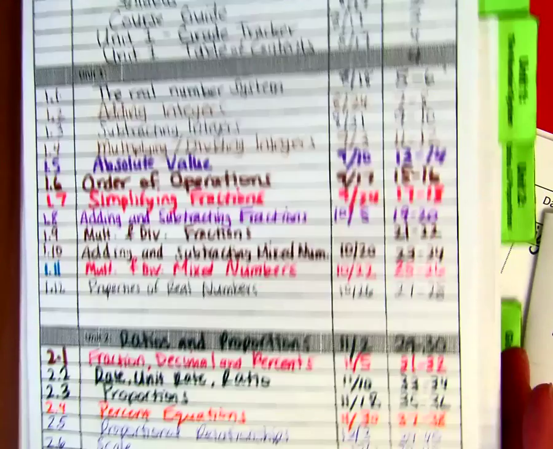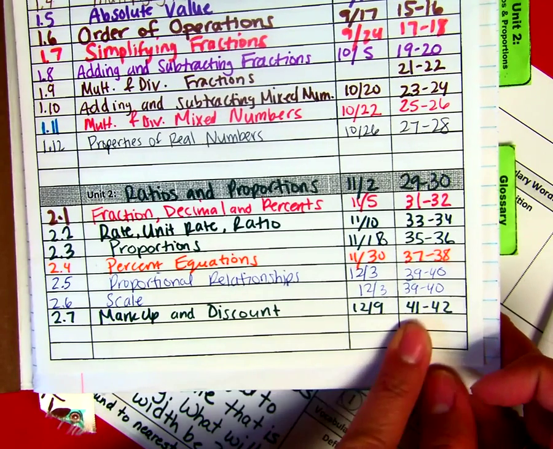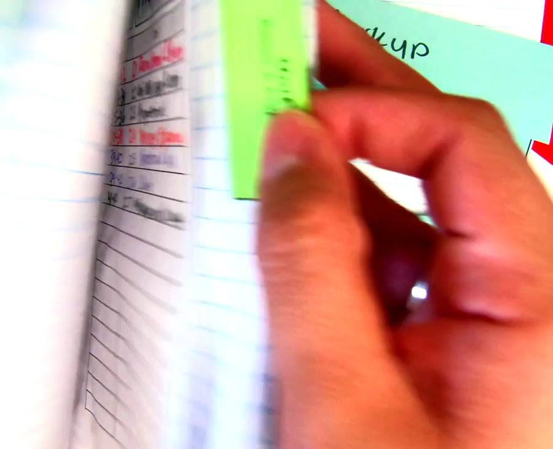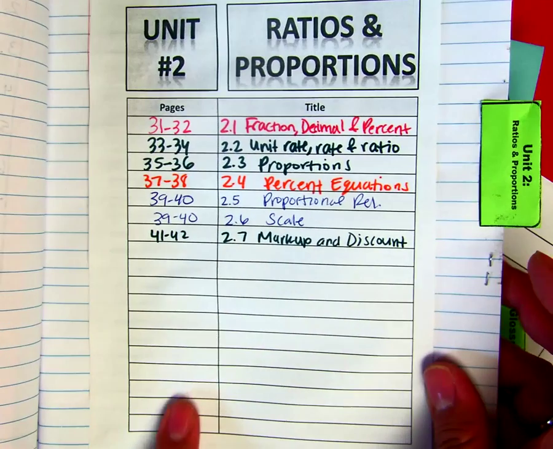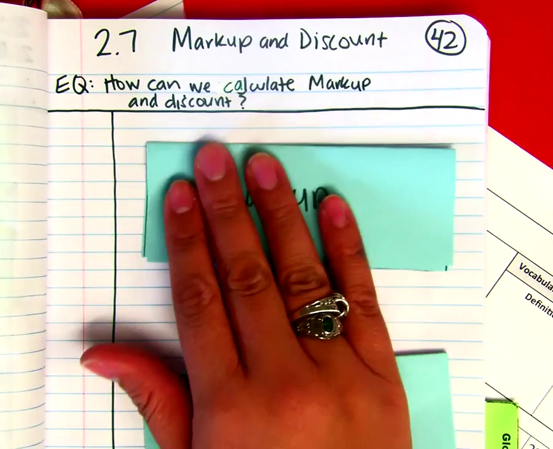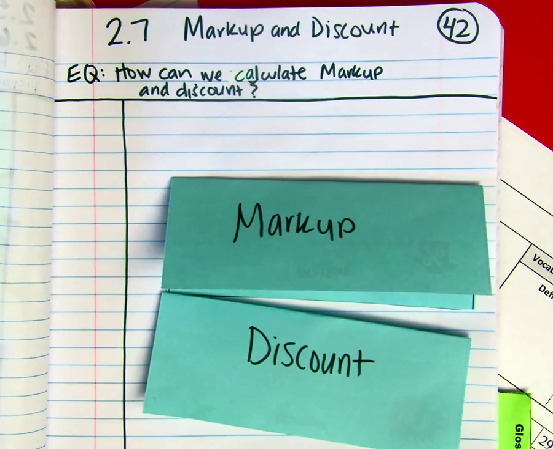Today we're looking at 2.7 markup and discount. It's the 9th, and we're going to be on pages 41 through 42. You want to make sure your second table of contents is filled out as well, the one for Unit 2. And then the essential question for today is, how can we calculate markup and discount?